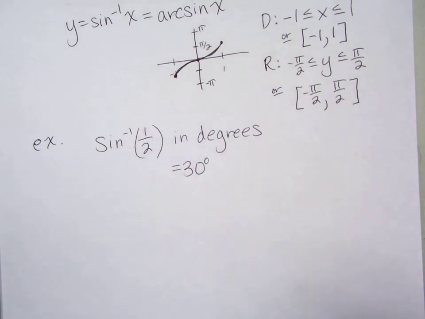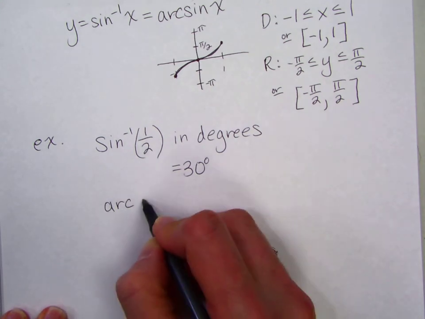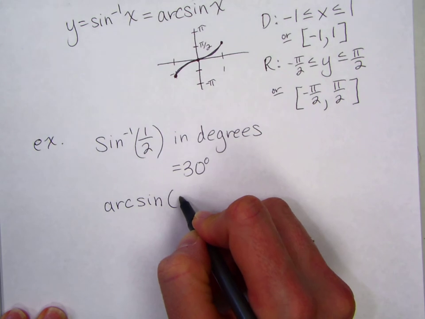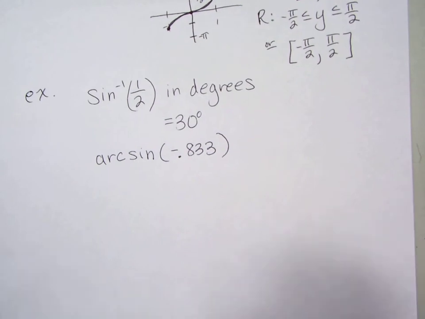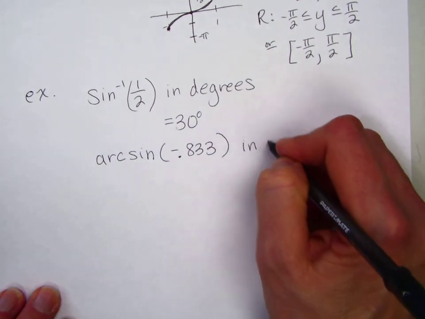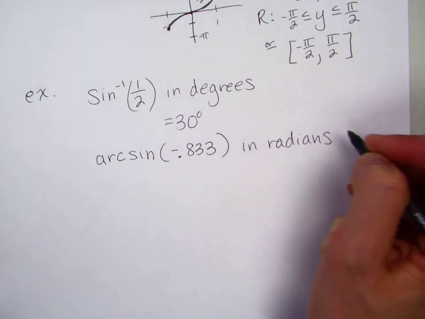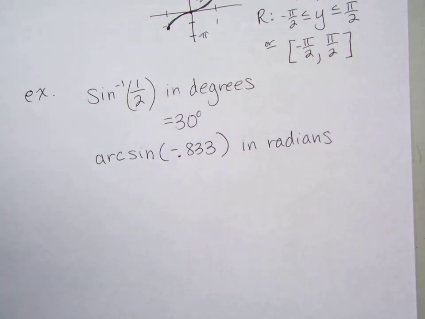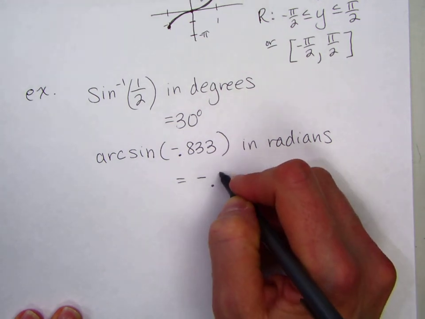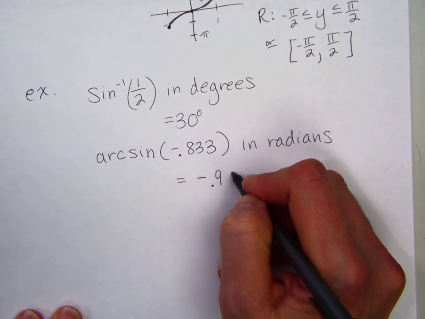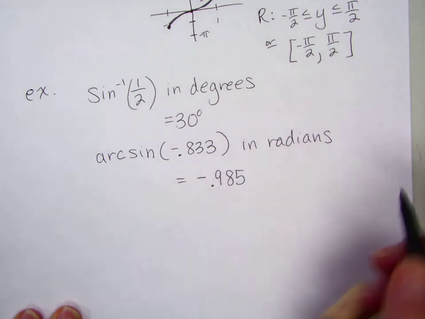Again, remember if it asks you arc sine, that's the same thing. Arc sine of negative 0.833. That one's not going to be exact. Let's do this one in radians. Be able to tell me what that answer is, please. What did you end up with? Negative 0.985, somewhere in there.